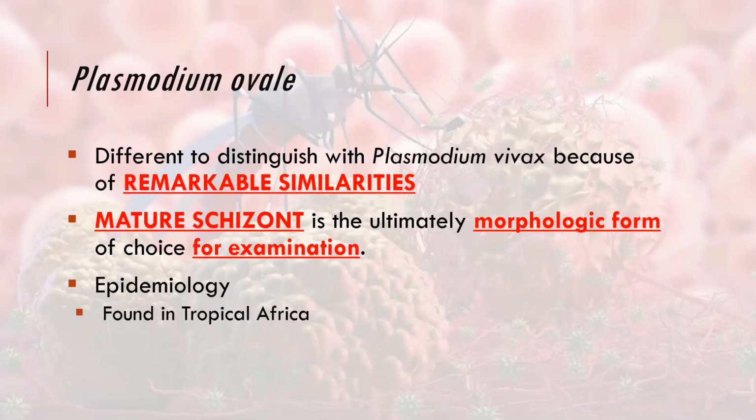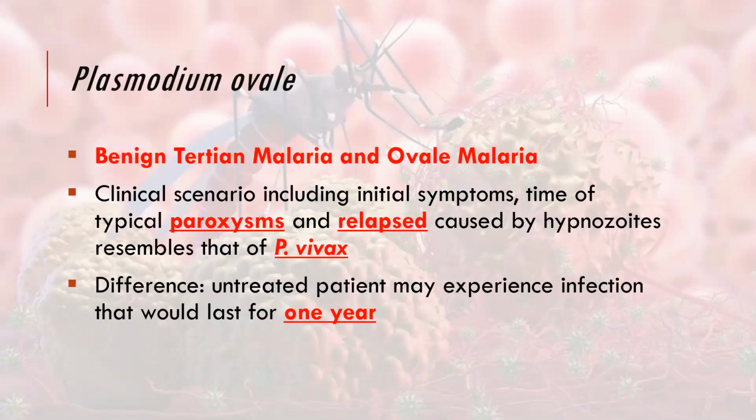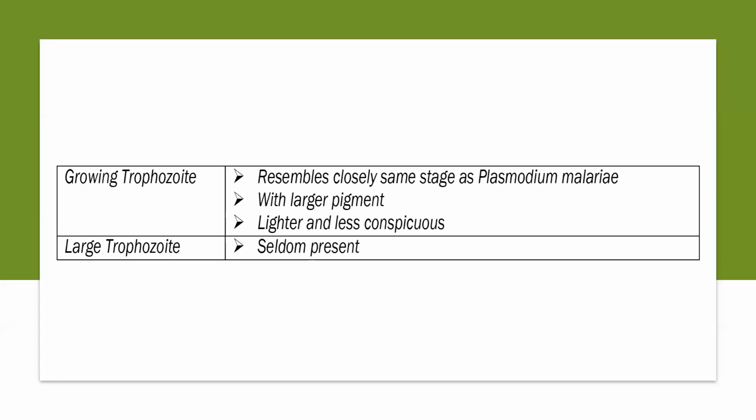Tropical Africa is the epidemiology. Ayun, so meron din siyang dormant liver cells. Okay.